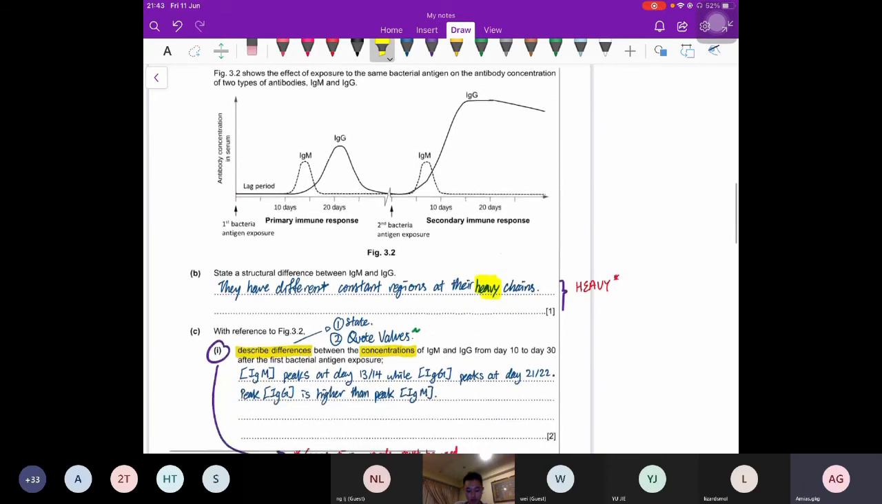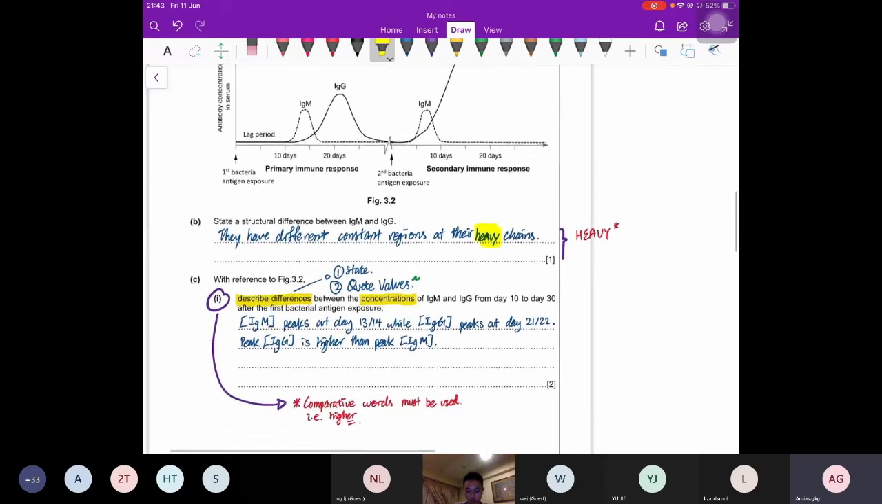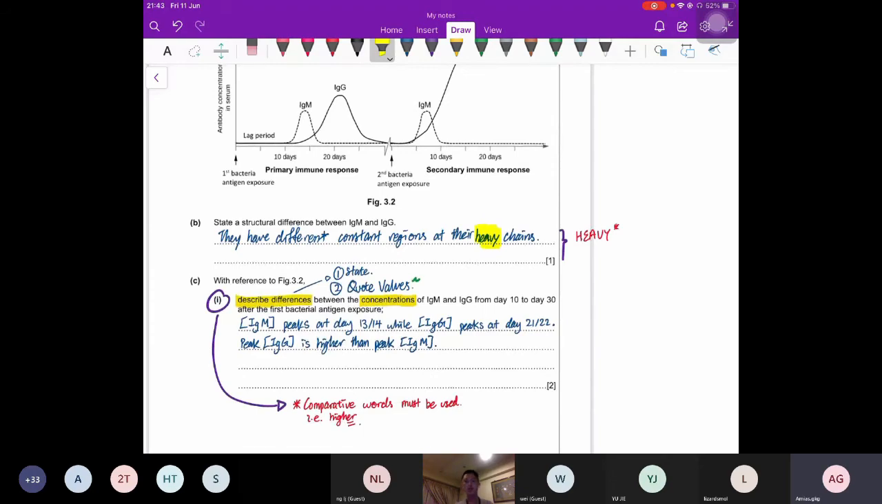Next we have this one. This is a very, very popular kind of question. Not this specific question, but this kind of question. So, firstly, when you describe differences, you have to state what the differences are, and you have to quote your values to substantiate your point. Quoting values is very, very important. If you don't quote your values, you lose 1 mark, sometimes even 2 marks, or you don't get marks at all, depending on your teacher. But in the A levels, of course, you only lose 1 mark.